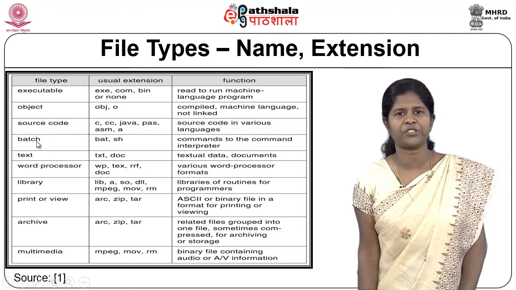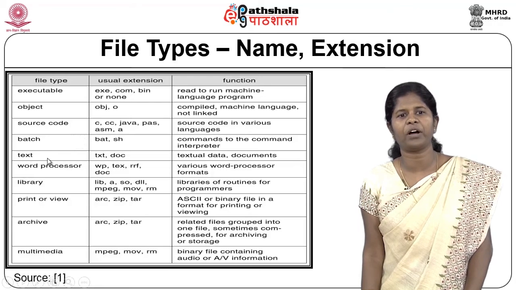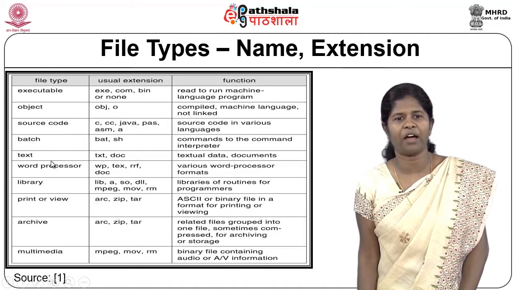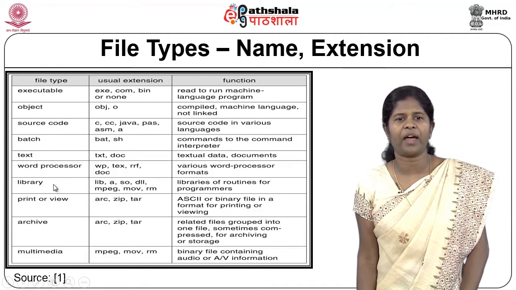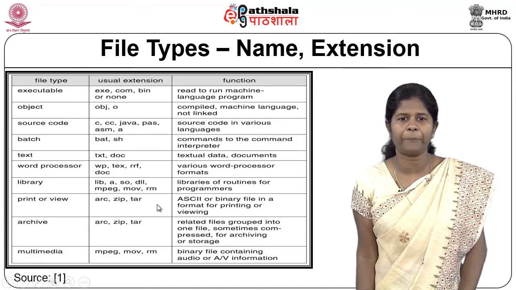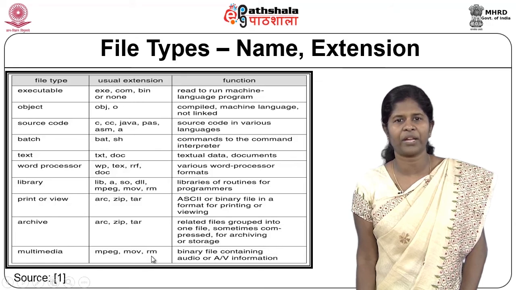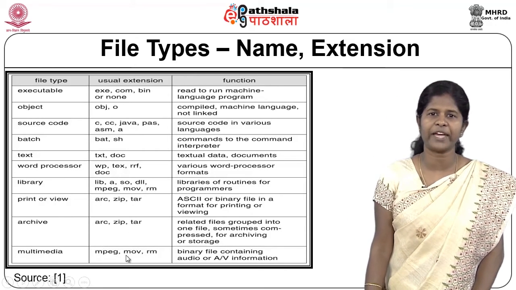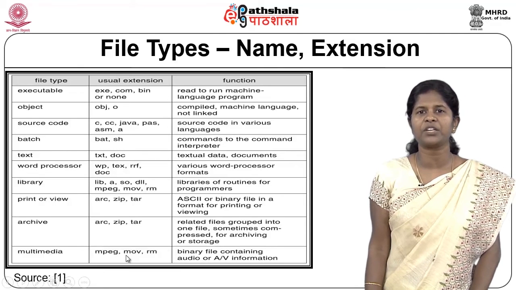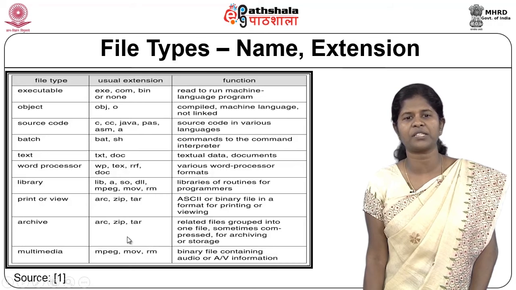You can have a batch file where the extension can be .bat, or you can have a text file, you can have word processor files, you can have library files, you can have files which you can zip together, or you can compress and maintain, or you can have archive files, you can have multimedia files, and so on. So, there are different types of files that are supported by different systems. So, to differentiate between the different types, different extensions are given.